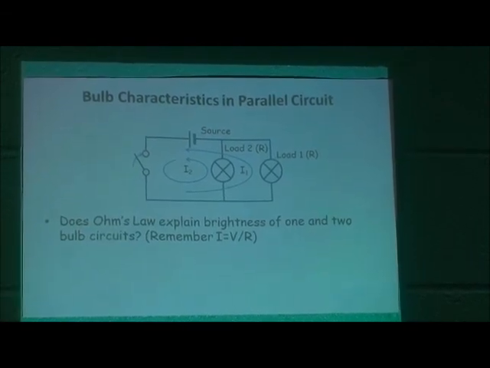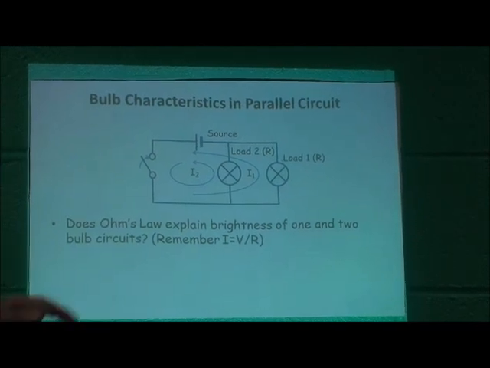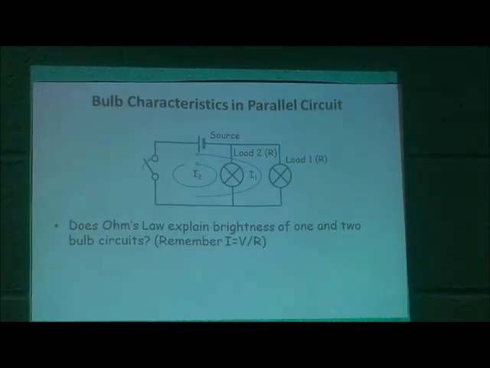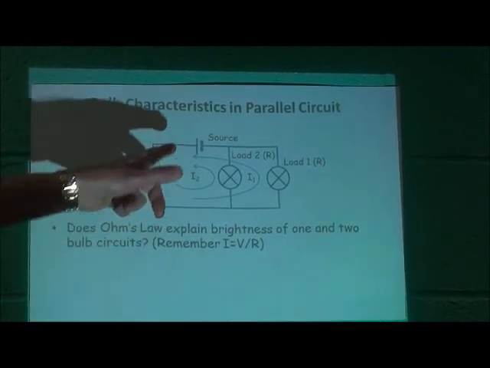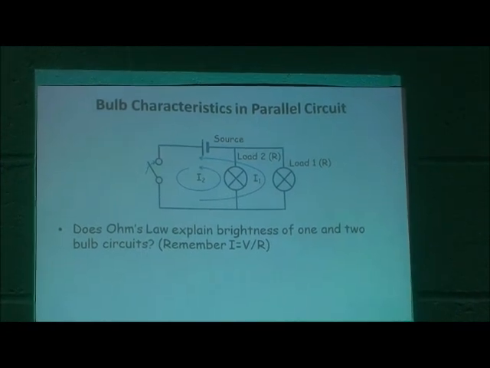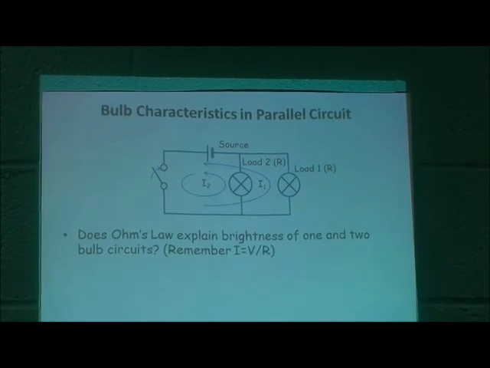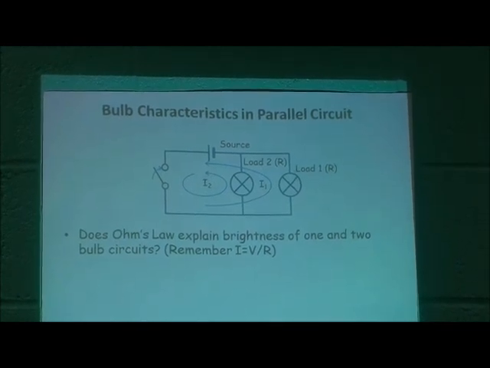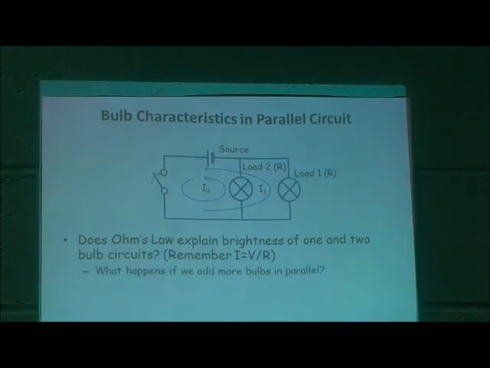Does Ohm's law explain the brightness? Well, if we look at this load here, its resistance is R. And if we look at the source, its voltage is V. So we haven't changed anything from the original one bulb design. That says we should see the same current flowing through this bulb and it should be just as bright.